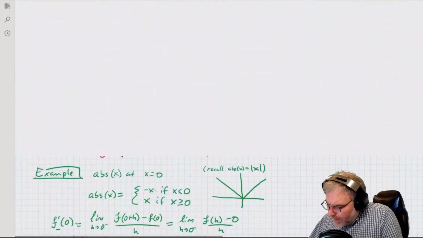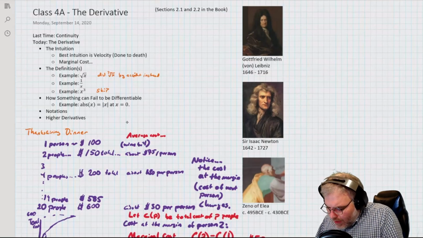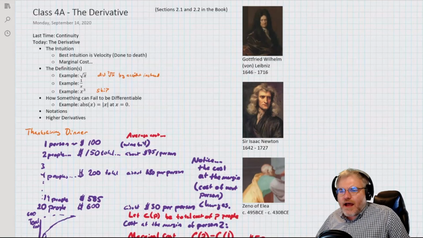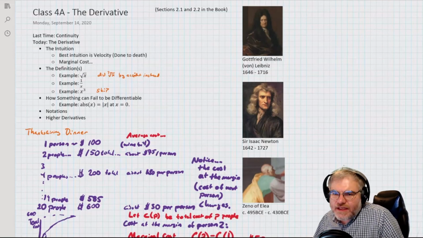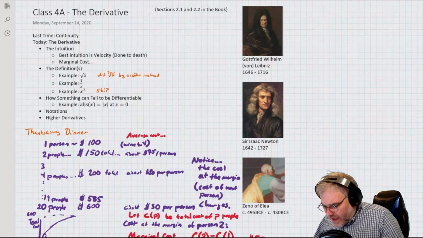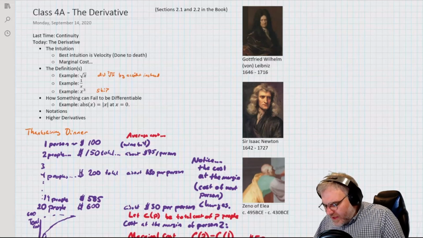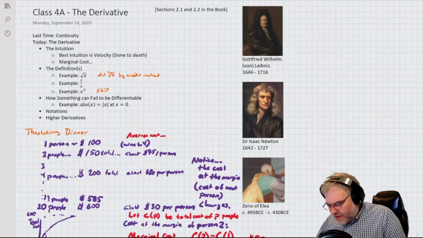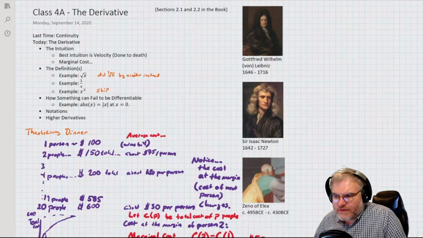Okay, so let's go through what we ended up doing, and then I'll scroll back down in just a moment. We went over the derivative, the intuition, a different intuition using cost instead. We did a couple of these examples. We did 1 over x as well. We didn't do x cubed. We did do how something could fail to be differentiable. We did all the notations, and then we talked about the higher derivatives.